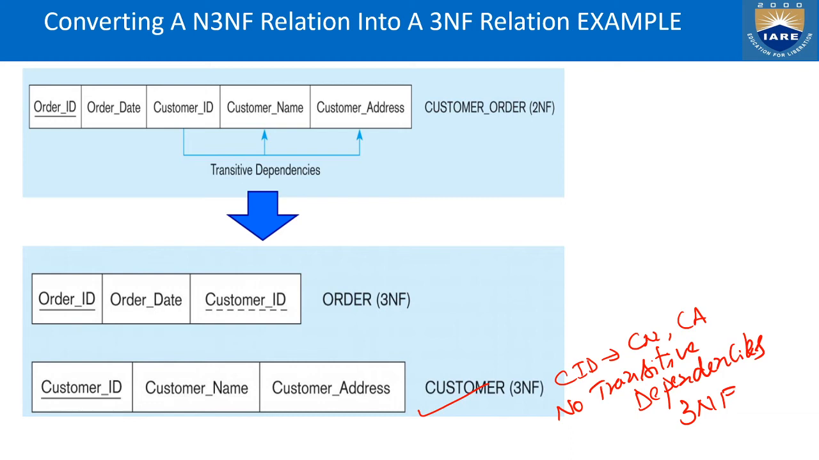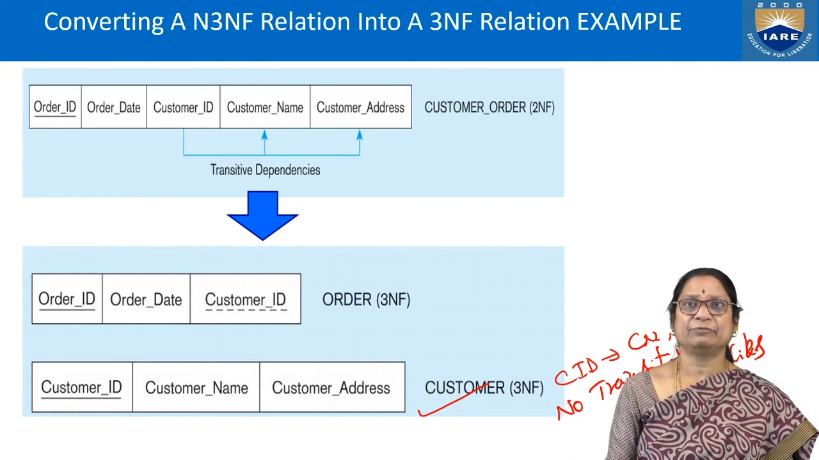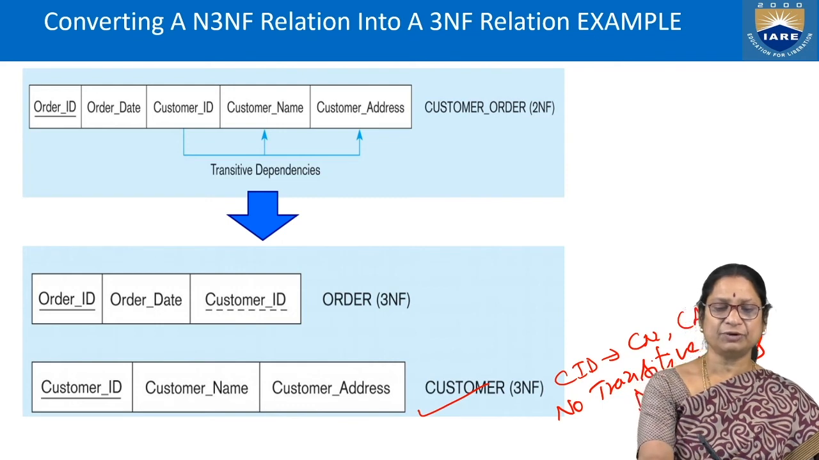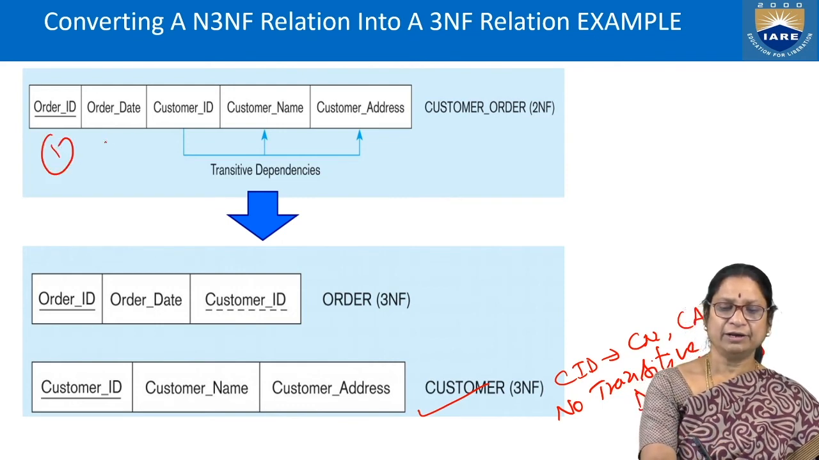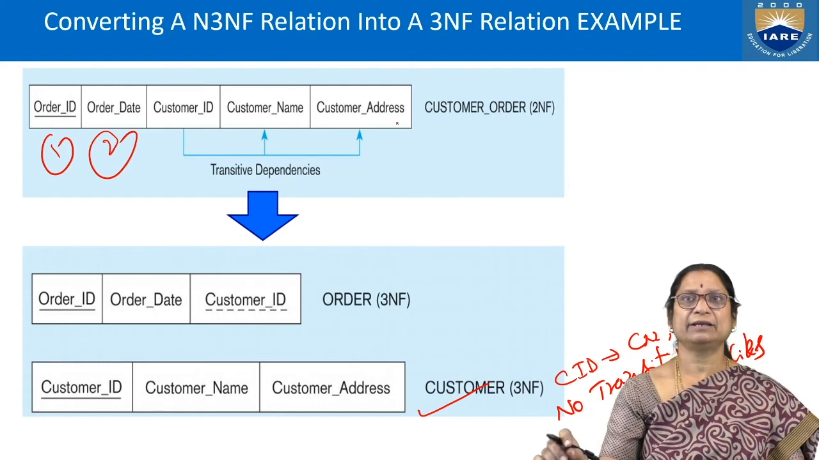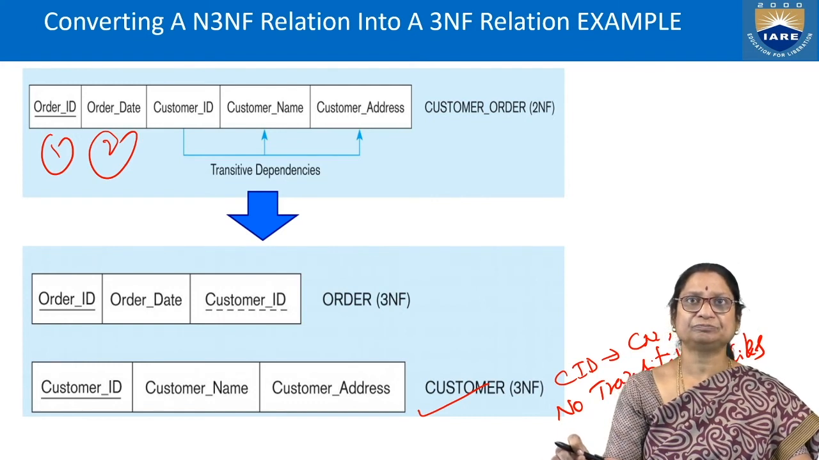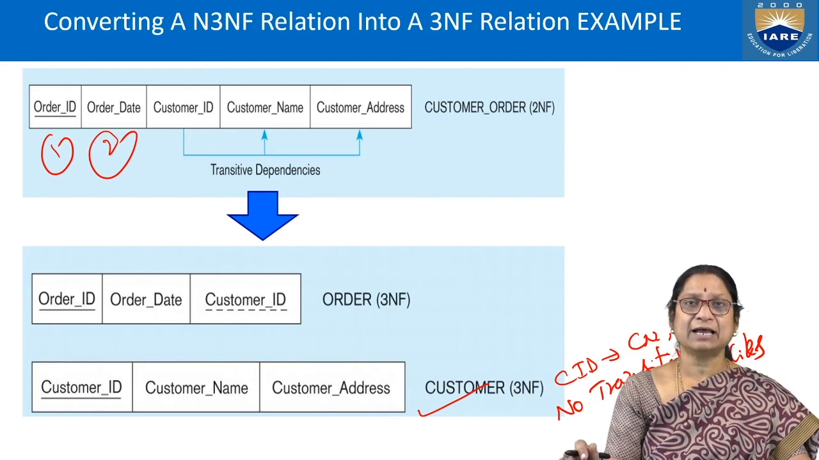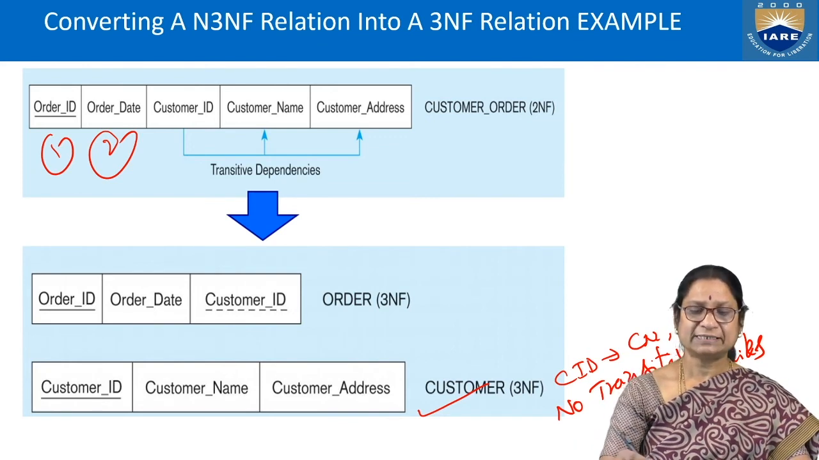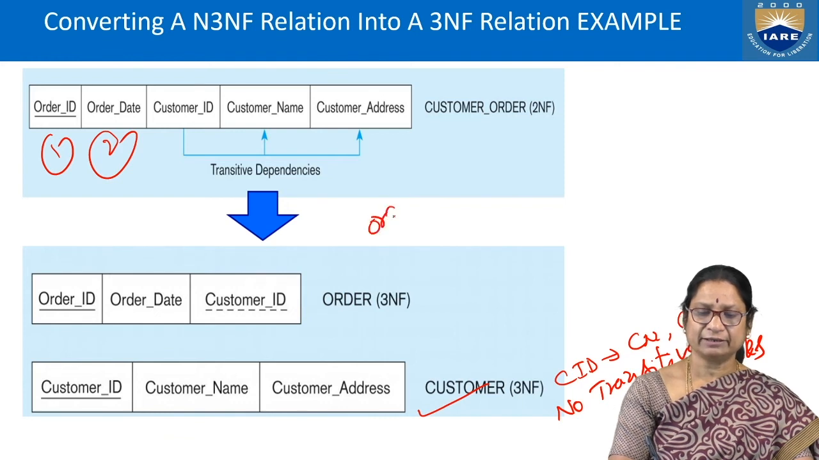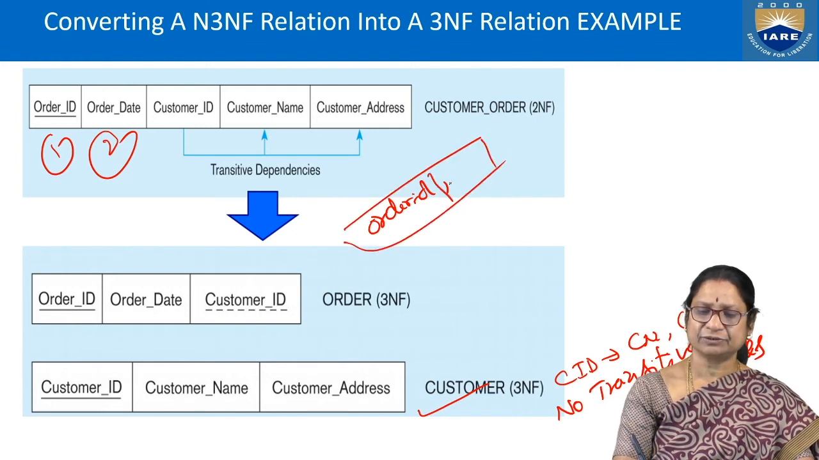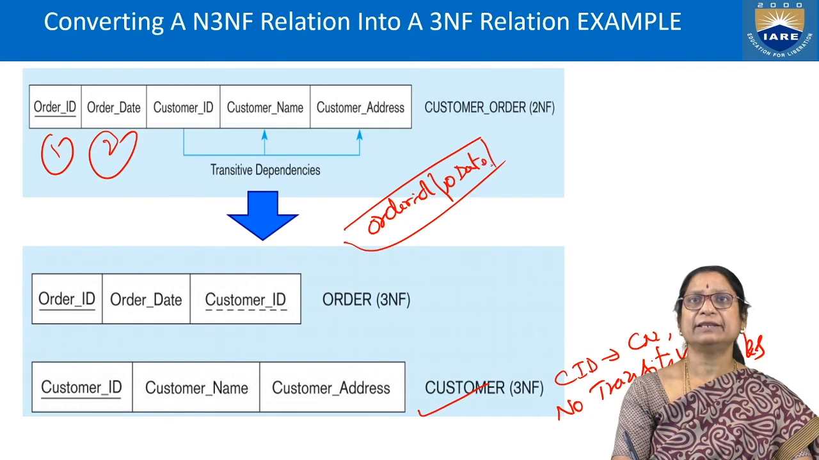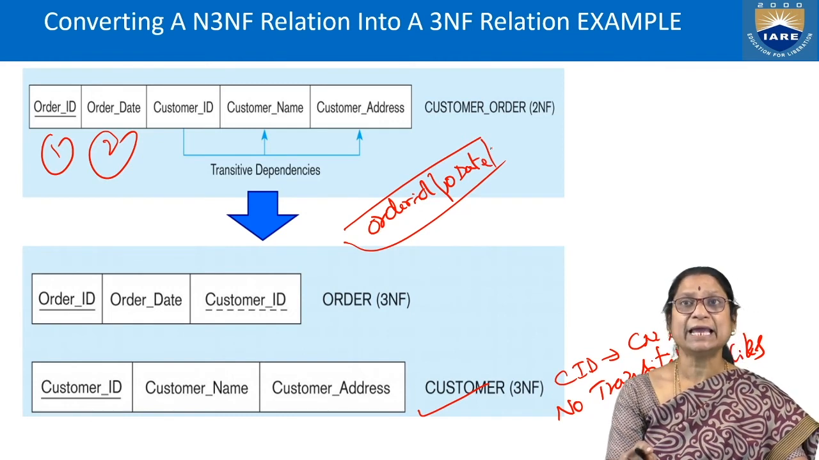Fine. Now, what about the other attributes we need to consider? What other attributes are left over? Order ID, order date, only two are left over. Can I make only those two attributes another relation? For example, if I write order ID, order date as another relation. Fine, I can decompose.